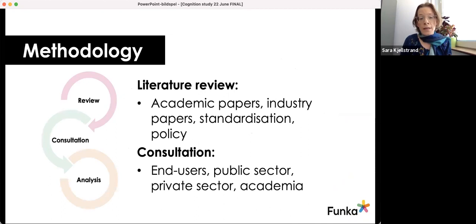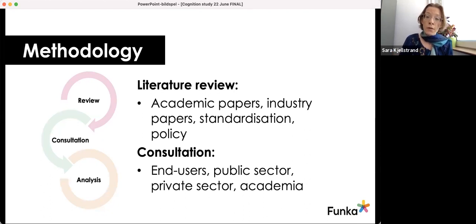And we have a rather classic methodology for the study. We are starting with a literature review, where we look very broadly, both at academic papers, research studies, and industry papers, from standardization and from policy, and also, of course, end user studies, really anything from any stakeholder that is interesting. And also we have a broad consultation process where we talk to all stakeholders, end users, public sector agents, and from private sector and from academia.